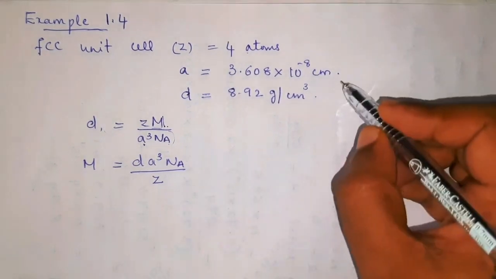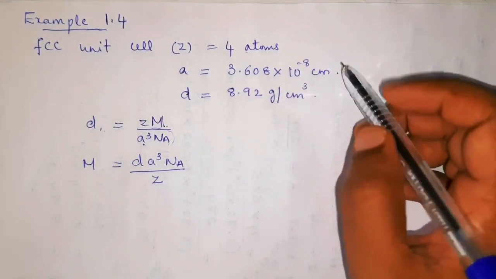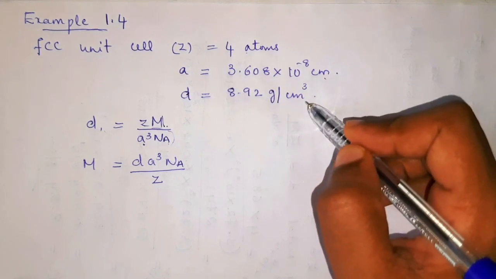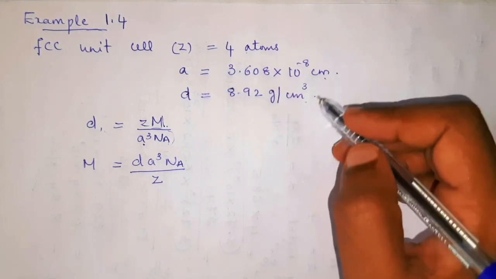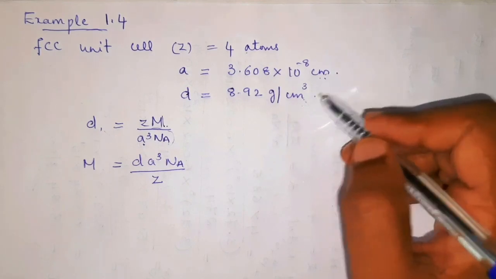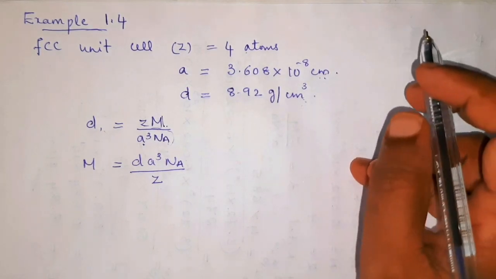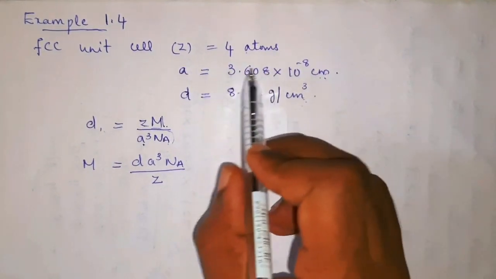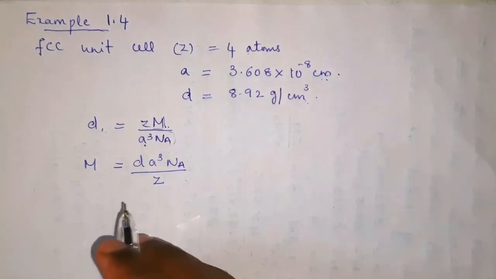Now you can see in the question, a is given in centimeters and density is in gram per centimeter cube. So there is no need of conversion here, because both the units are the same. You can directly substitute these values into the formula and get the answer.